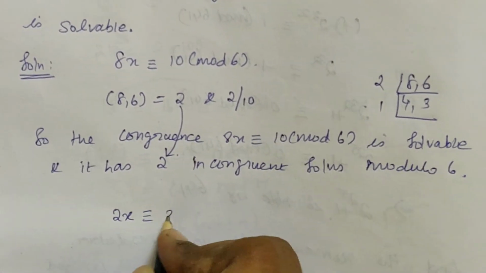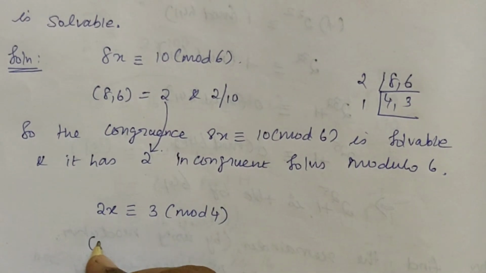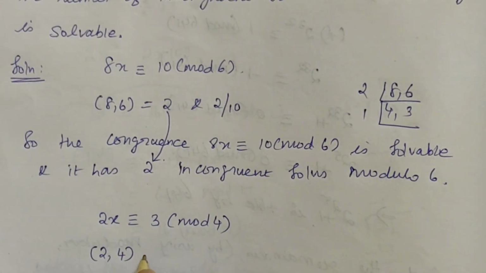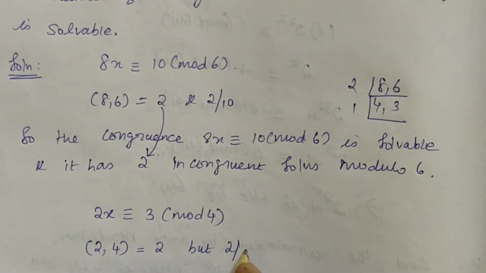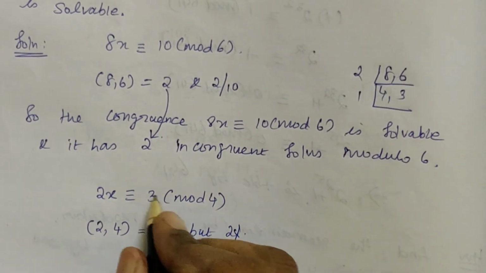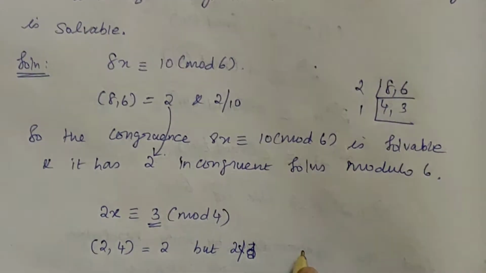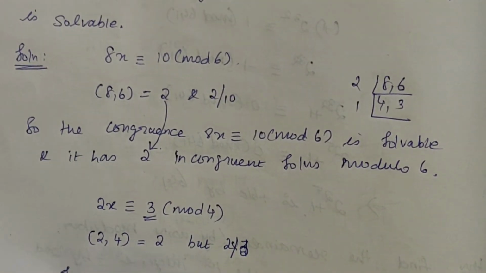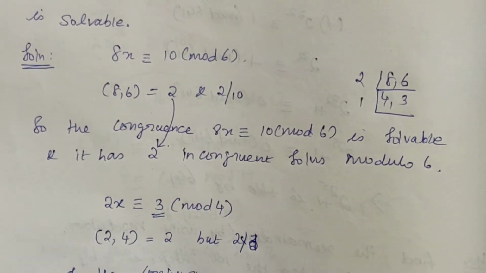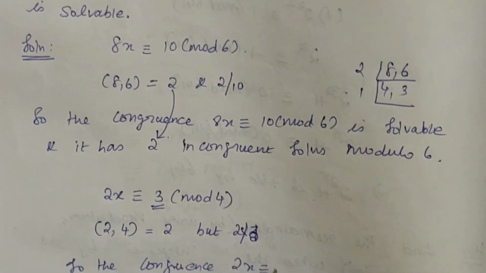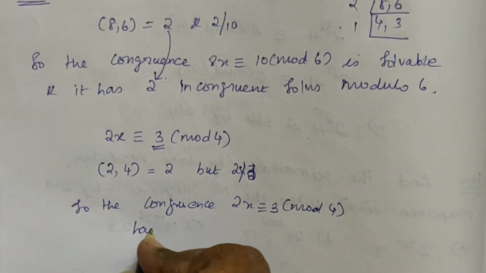Similarly, next find out the solution for the linear congruence equation 2x ≡ 3 mod 4. First let me find out the gcd value of 2 comma 4. You know that it is equal to 2, but 2 is not a divisor of the right side value. 2 is not a divisor of 3. So the congruence 2x ≡ 3 mod 4 has no solution.